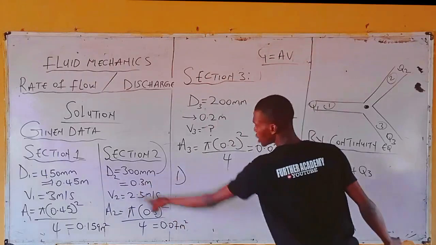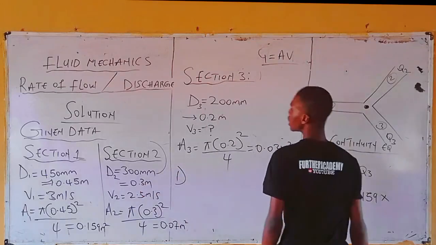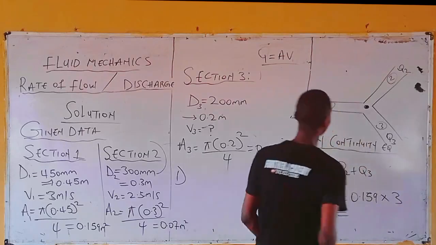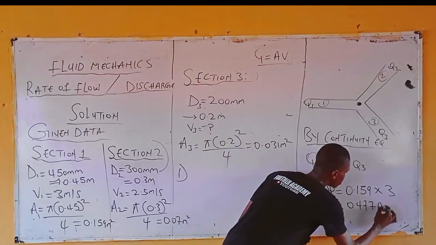So what do you have? What's the area? 0.159. What's the velocity? 3. Input this in your calculator. What's the answer? 0.477. What will be the unit? Meter cube per second.